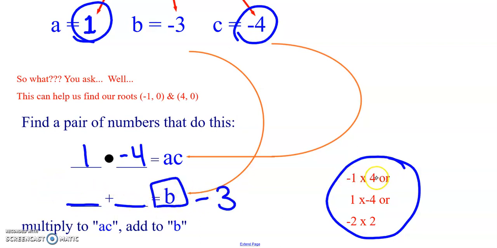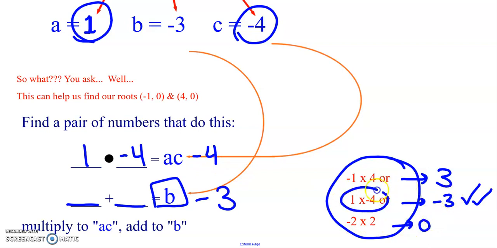So -1 times 4 gets me -4, and -1 plus 4 gets me 3. So I'm close, but not quite. 1 times -4 gets me my -4 that I need here. And when I add, I get -3. That's my winner. -2 times 2 gets me my -4, but -2 plus 2 gets me 0. So this is going to be my factor set that I want.